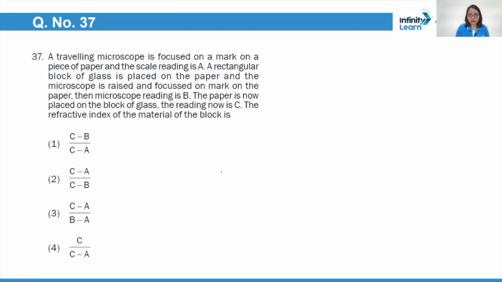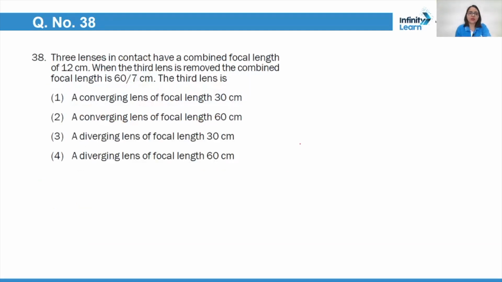Question number 37. A traveling microscope is focused on a mark on a piece of paper, and the scale reading is A. A rectangular block of glass is placed on the paper and the microscope is raised and focused on the mark on the paper. Then the microscope reading is B. The paper is now placed on the block of the glass. The reading is now C. The refractive index of the material of the block, mu, is equal to real depth upon apparent depth, which is equal to option 2.